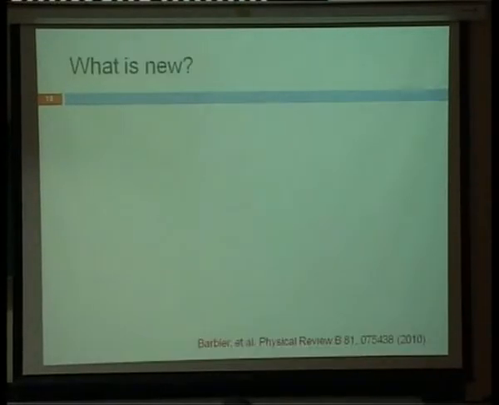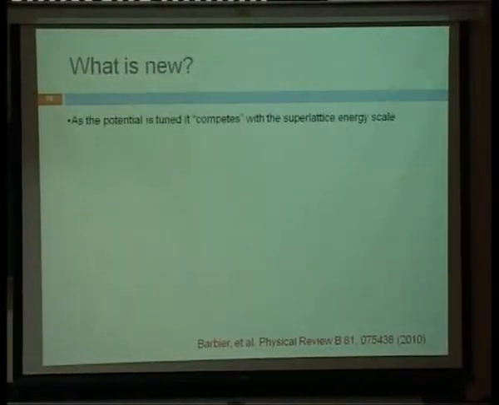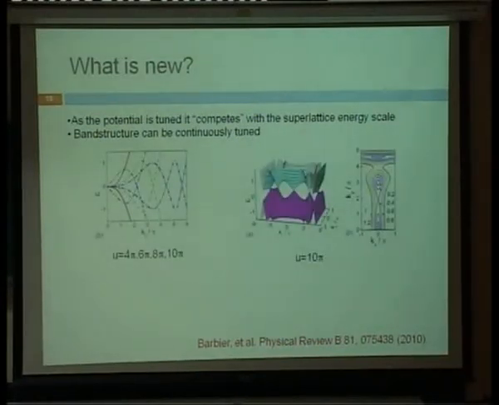Okay, so what is new in these kinds of superlattices is that as you crank in the potential with your knob, you have a competition set up between the energy scales of the problem, and you can tune the band structure of graphene, monolayer graphene, continuously. You can do similar things with bilayer graphene as well. And what really happens is this.